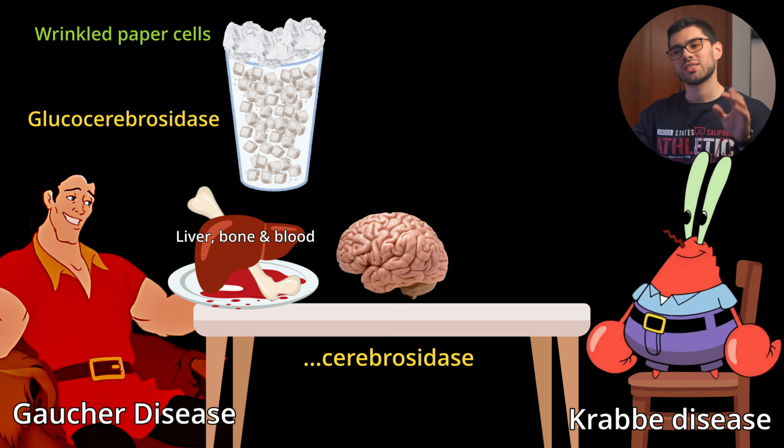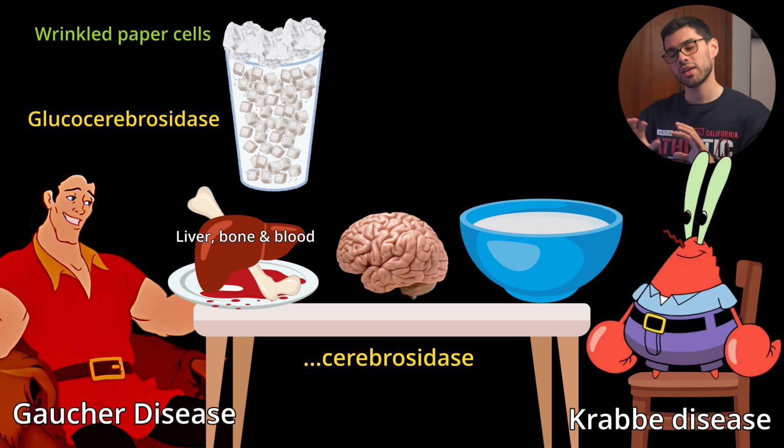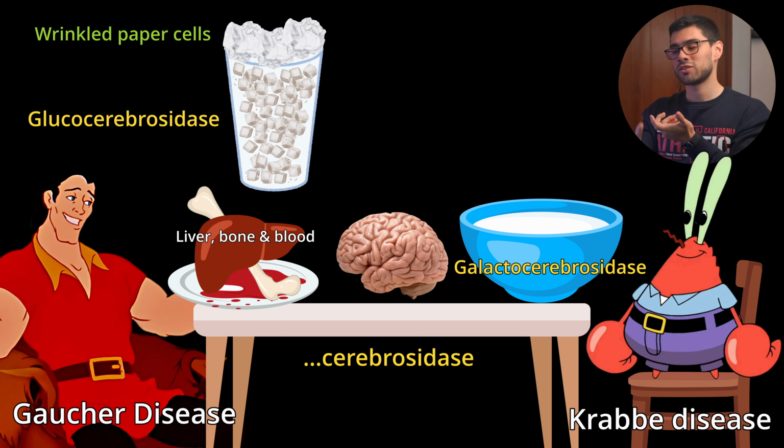Now, what was Mr. Krabbe's eating? He was eating a bowl of milk, right? So milk has a sugar. Which sugar is it? It's lactose. And lactose sounds very similar to galactose. So we think of the milk, that reminds us of lactose, galactose, and there we have the affected enzyme, galactocerebrosidase. Perfect.